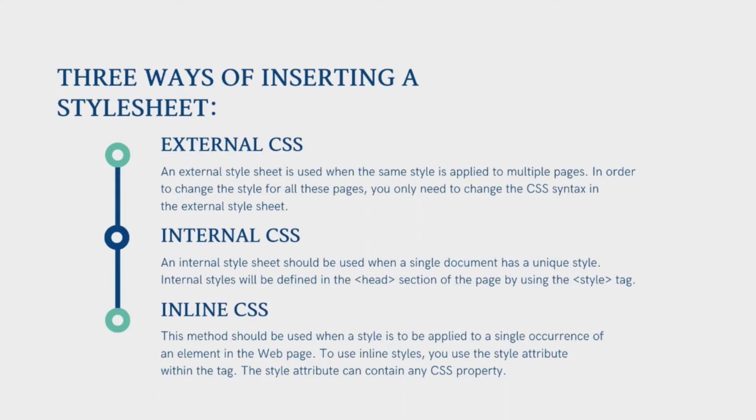For the external CSS, an external style sheet is used when the same style is applied to multiple pages. In order to change the style for all these pages, you only need to change the CSS syntax in the external style sheet. To link the style sheet, each page should contain the link tag included in the head section of the web page, shown in this example.